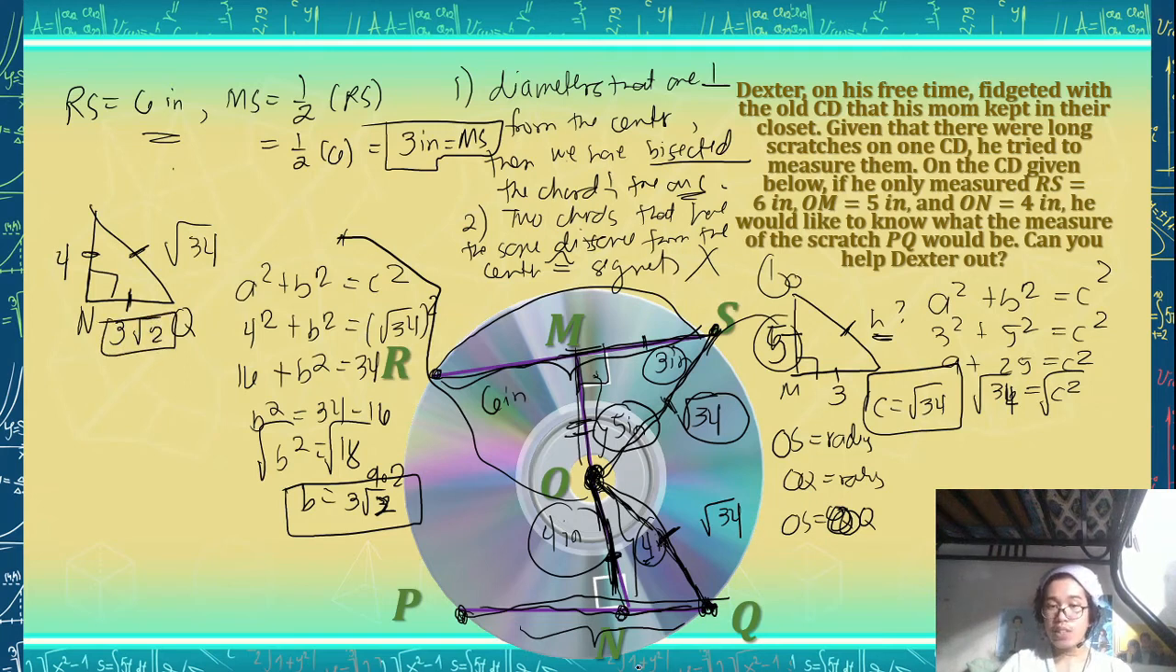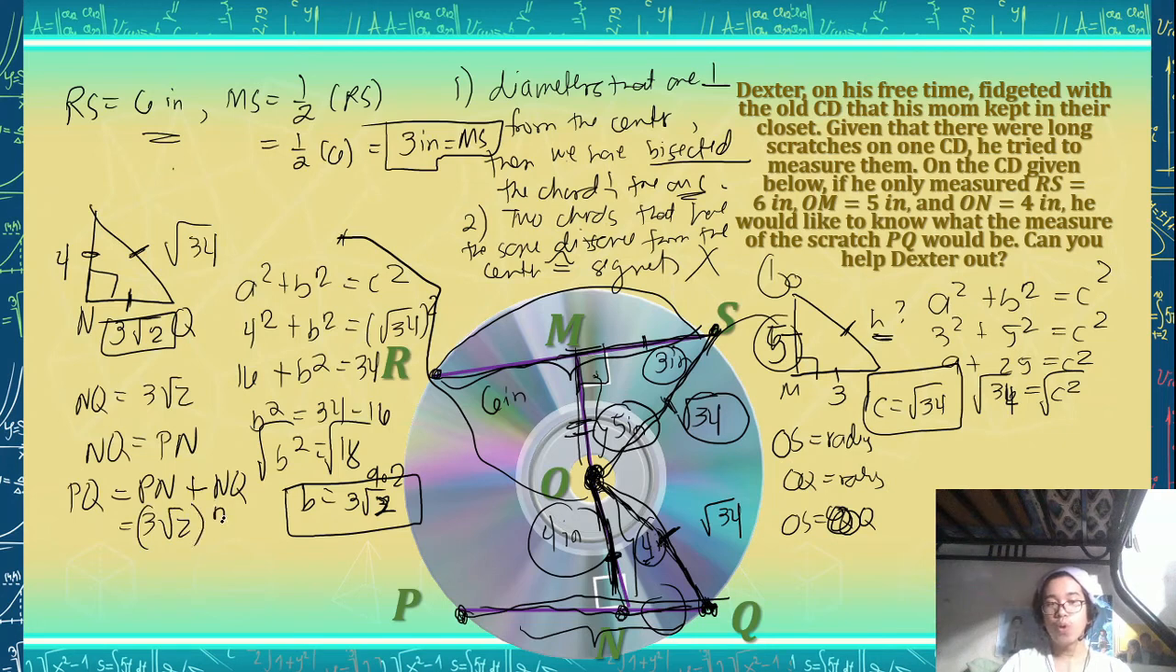And if NQ is equal to 3 square root of 2, and this line segment NQ is equal to PN, therefore PQ is just going to be equal to PN plus NQ. Since they are both 3 square root of 2, we can just multiply 3 square root of 2 by 2, because that's 3 square root of 2 plus 3 square root of 2. So therefore the value of PQ for this problem is just equal to 6 square root of 2 inches.